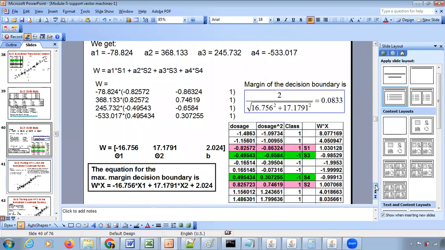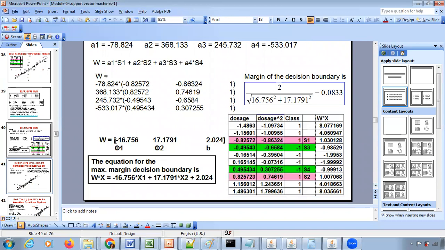So now you can find the W times X value just based on this negative 16.756 and 17.1790, and then b. Let me show that here. Everything belonging to class 1, we get W times X greater than or equal to 1. For support vector S1, we get close to 1, and for S2, we get close to 1 as well. Then for class -1, we get negative values as expected. So for S3, S4, we get something close to -1. And for the other 2 data points, we get less than -1.